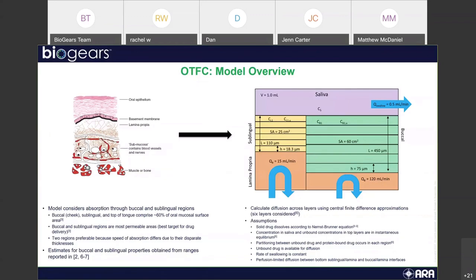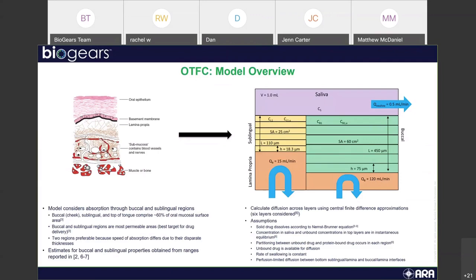So what we did is we followed the example of a couple of other studies in the literature. They were about different drugs, and we applied them to OTFC. We have a generic saliva area. We assume a constant volume and a constant rate of swallowing, so that swallowed drug is removed from the saliva and passed down to our GI model.